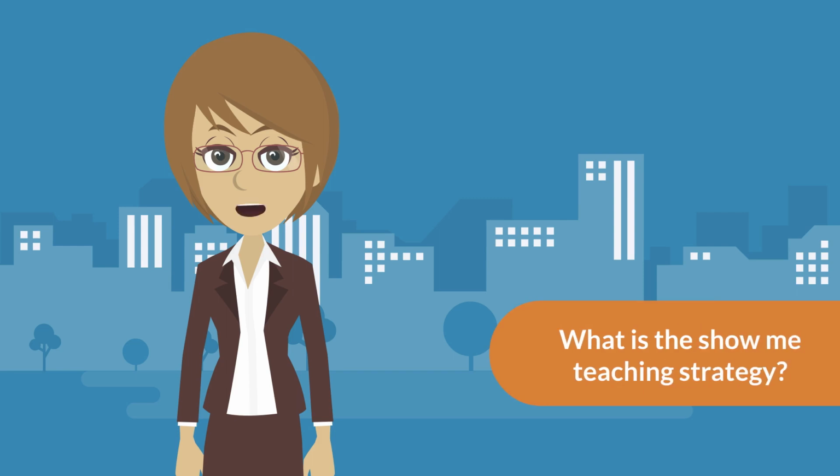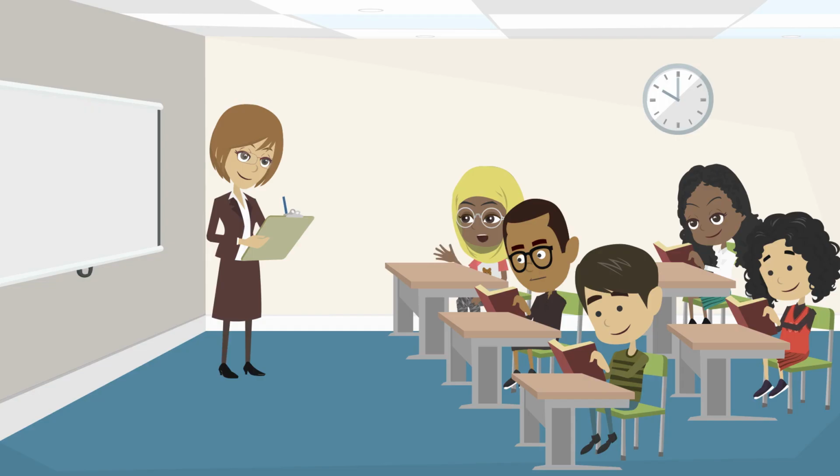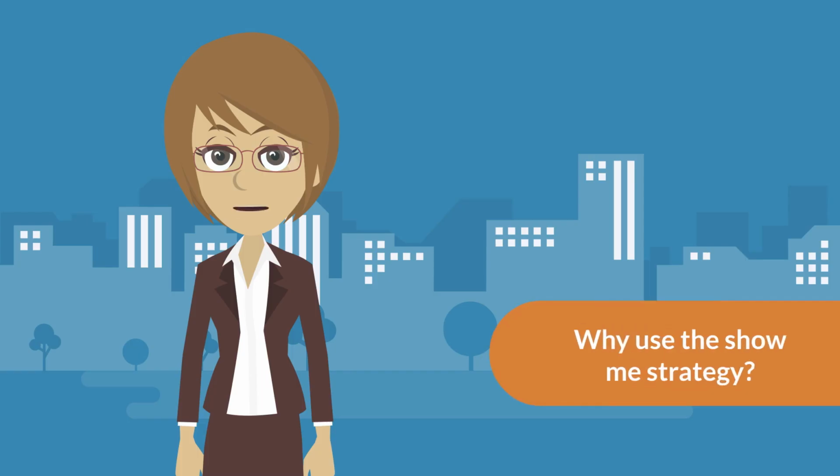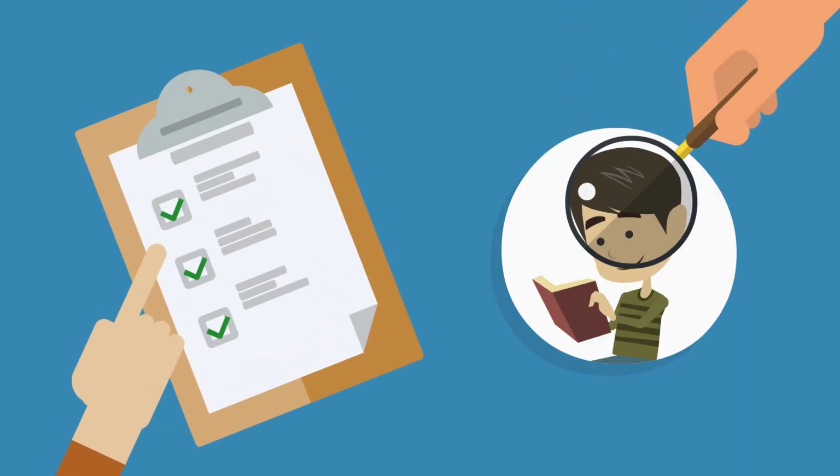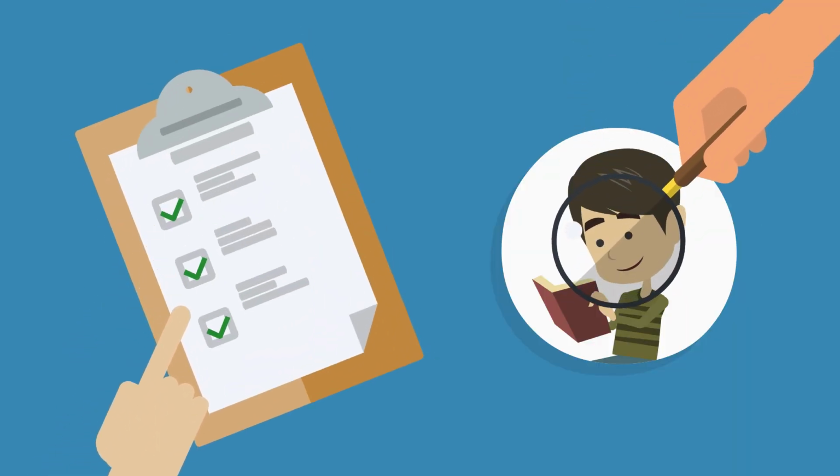What is the Show Me teaching strategy? It's a strategy teachers use when they want to quickly assess students' comprehension of the current lesson. Why use the Show Me strategy? A formative assessment technique allows the teacher to monitor students' learning.